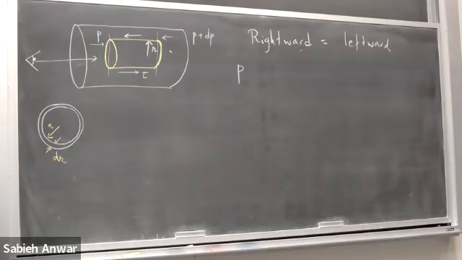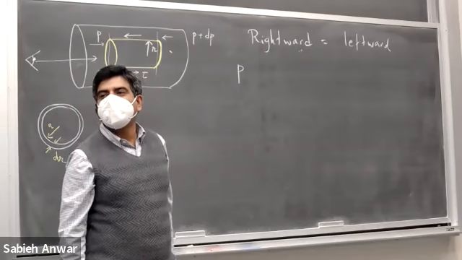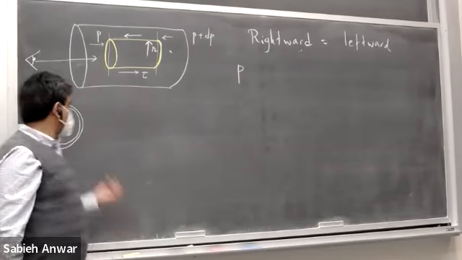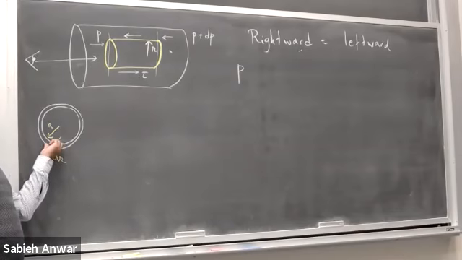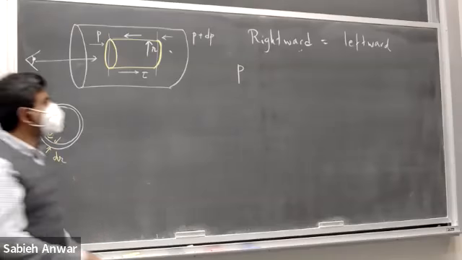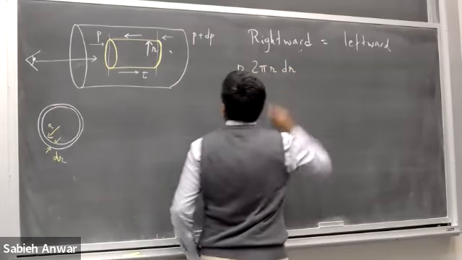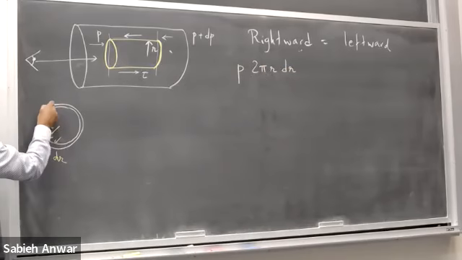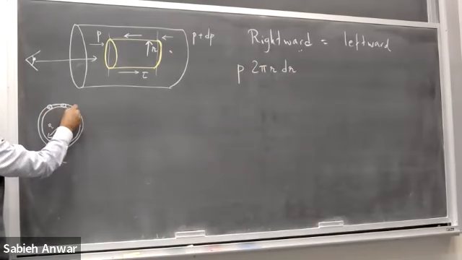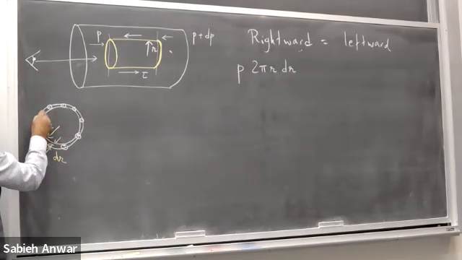It's not pi r square. It's like a curved rectangle. So what's the thickness of this rectangle? dr. What's the length, the circumference of this rectangle? 2 pi r. So P 2 pi r dr is the force acting due to the pressure on this annular region, right?